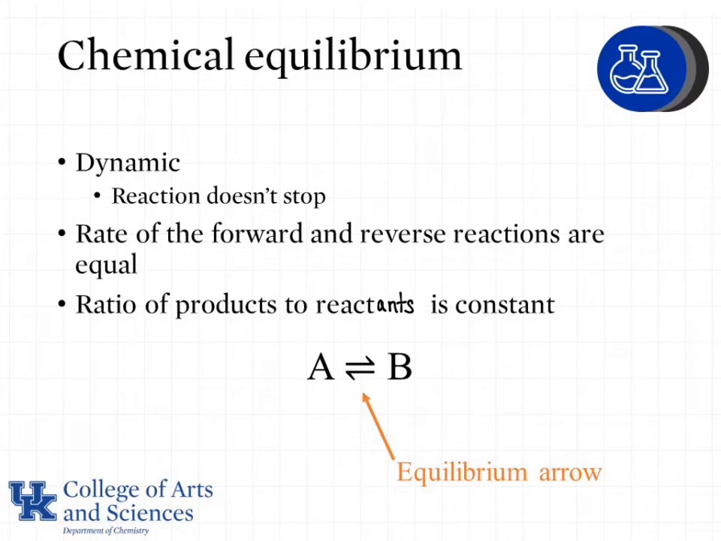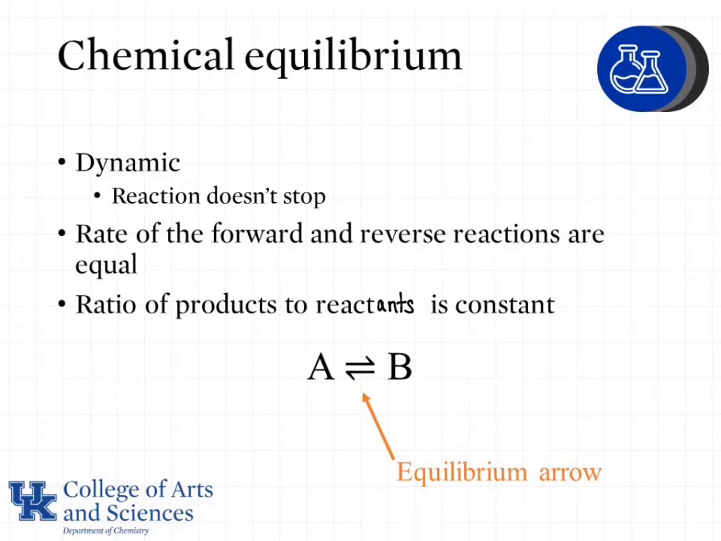When we are at chemical equilibrium, the thing that is equal is the rate of the forward and reverse reactions. So as fast as A is forming B, B is forming A. The other thing is that the ratio of the products to reactants is constant, and we'll learn how to set up an equilibrium expression to show this ratio between the amount of products and the amount of reactants.